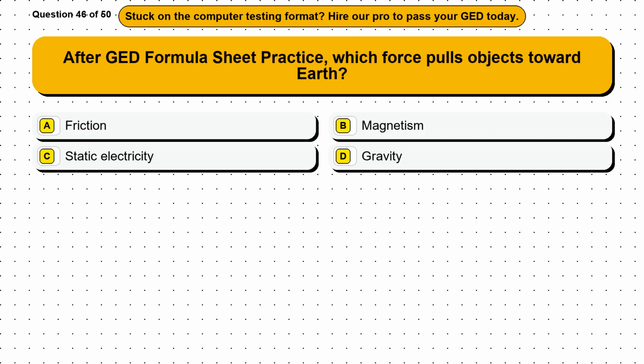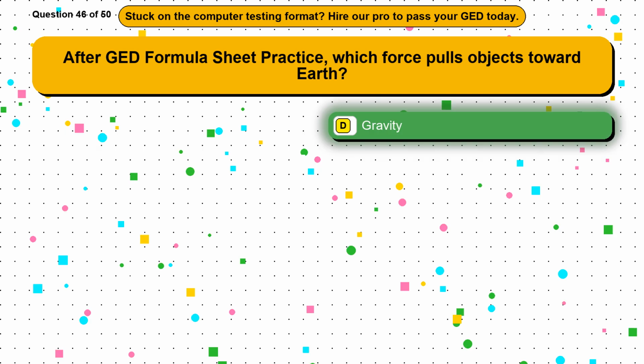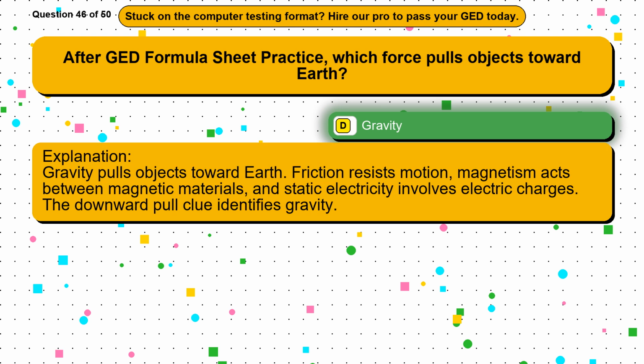Question 46. After GED formula sheet practice, which force pulls objects toward Earth? Option A, friction. Option B, magnetism. Option C, static electricity. Option D, gravity. The correct answer is option D. Gravity. Gravity pulls objects toward Earth. Friction resists motion, magnetism acts between magnetic materials, and static electricity involves electric charges. The downward pull clue identifies gravity.